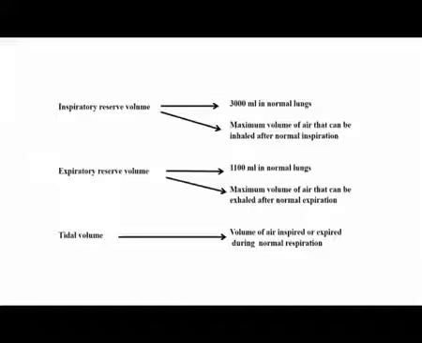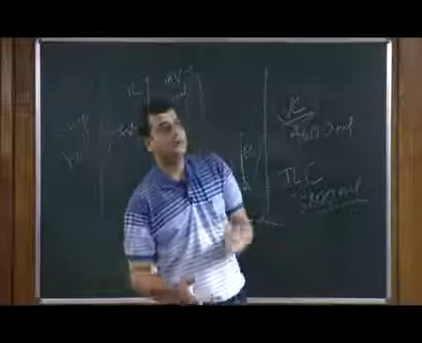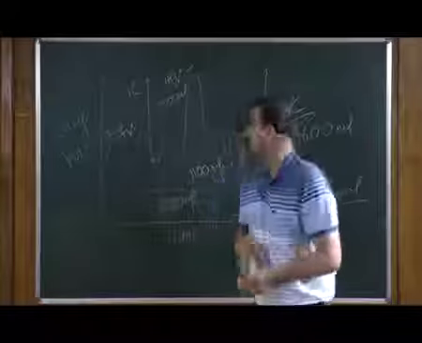In the next slide I again added these two. Inspiratory reserve volume, just try to avoid the volume aspect, but try to get an idea of the definition. Inspiratory reserve volume is the maximum volume of air that can be inhaled after normal inspiration, and similarly the maximum volume of air that can be exhaled after normal expiration is what we call expiratory reserve volume. And tidal volume is the volume of air inspired or expired during the normal respiratory process.